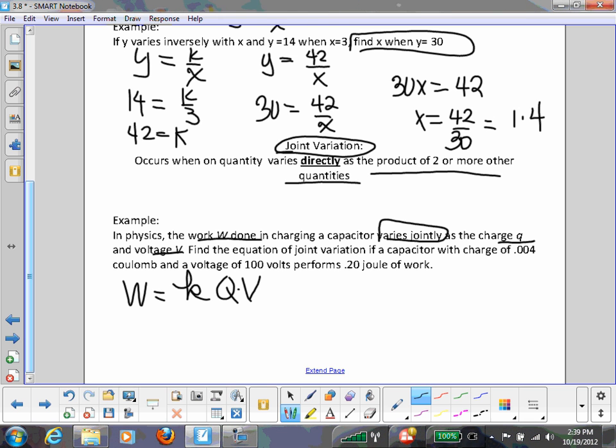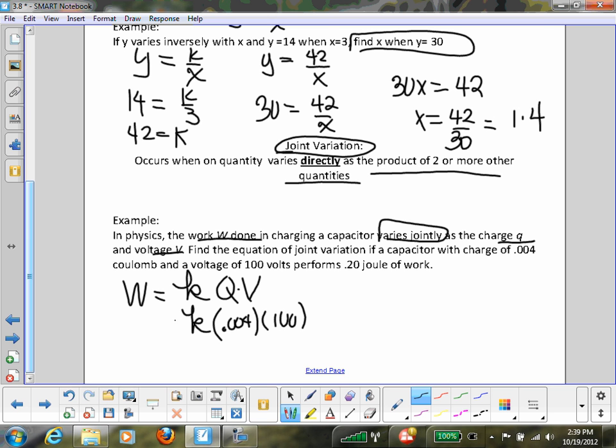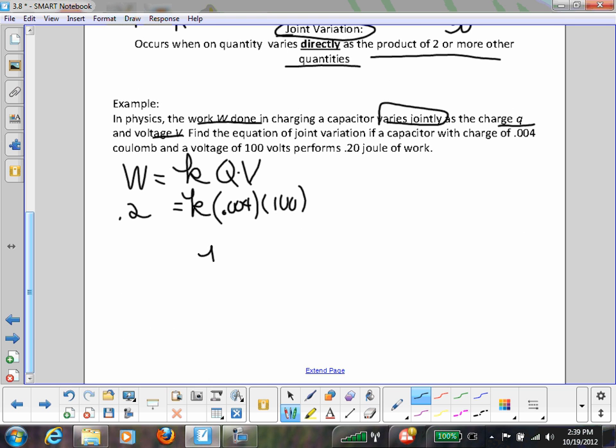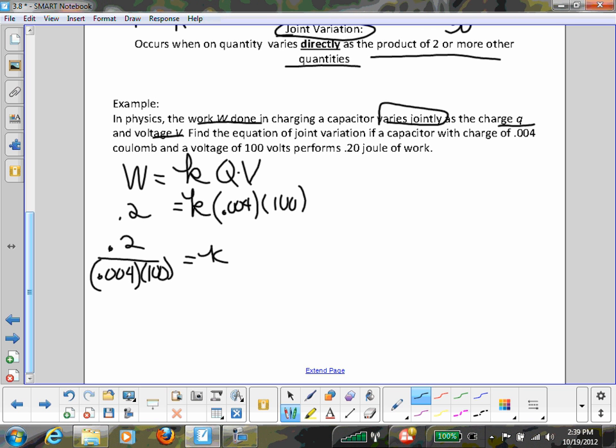So find the equation of the joint variation of a capacitor with a charge. Well, where's your charge? Which one is charge? Q, 0.004, and a voltage of 100. Where does that go? Obviously, I don't have my constant. And a work of 0.2 joules. So my k is going to be the 0.2 divided by 0.004 and 100. So my constant is 0.5.